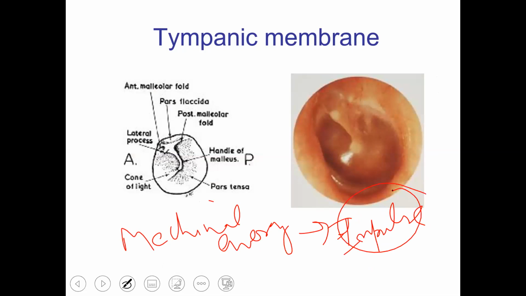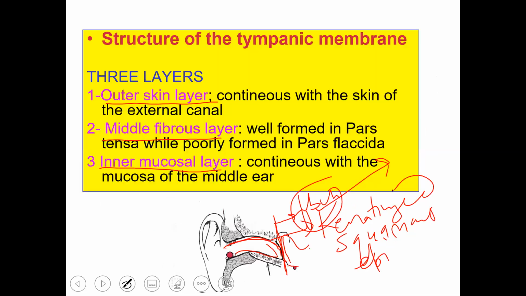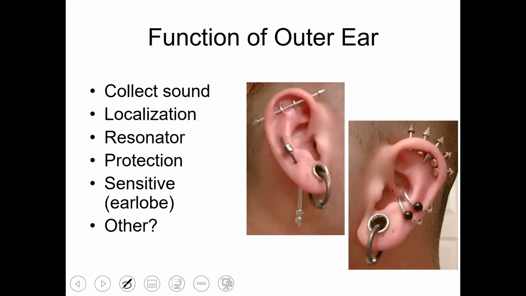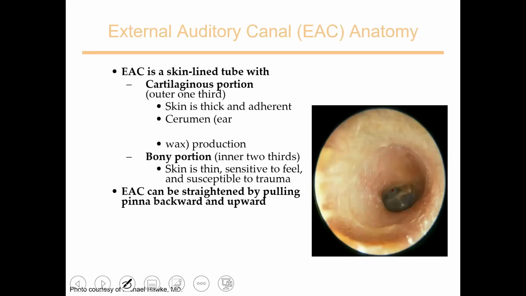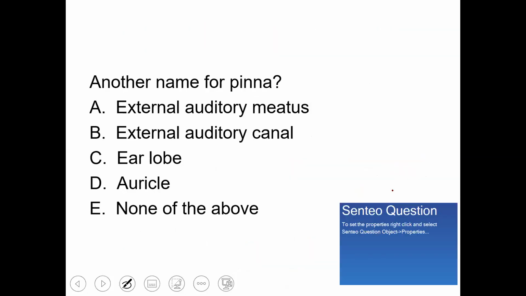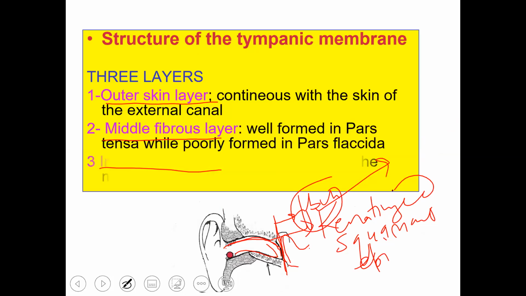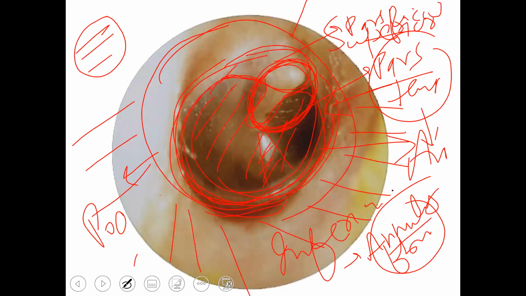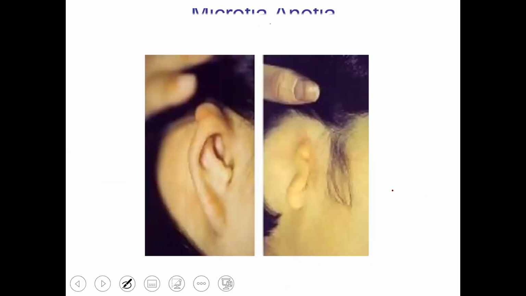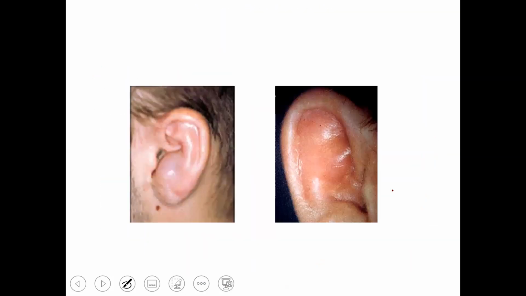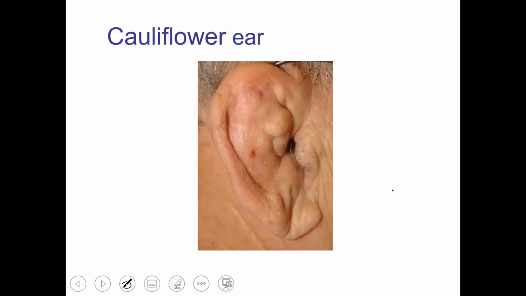So this is a brief introduction of the hearing pathway. This part we have already done. So, moving into the middle ear now. Middle ear is just like a box.